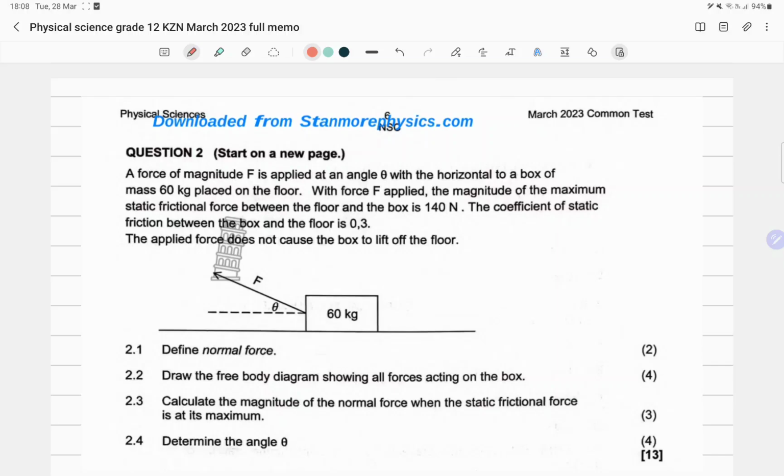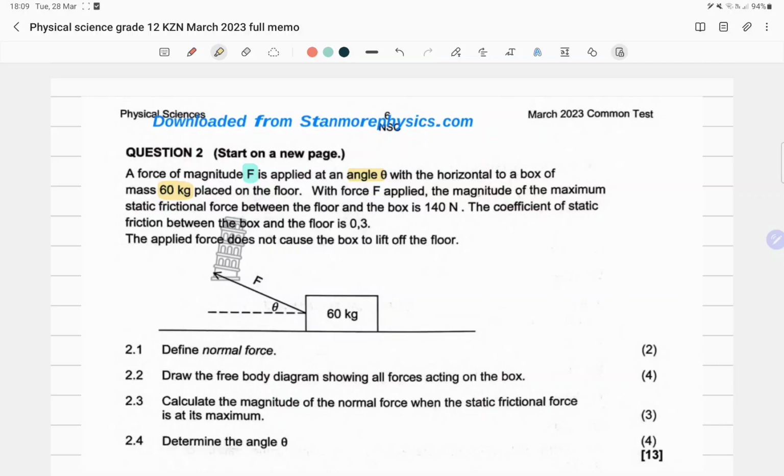Anyway, let's have a look at this one. It says now, a force of magnitude F is applied at an angle theta with the horizontal to a box of mass 60 kilograms. So we've got our mass right there, placed on the floor. Okay, there's the diagram, we can already see it.